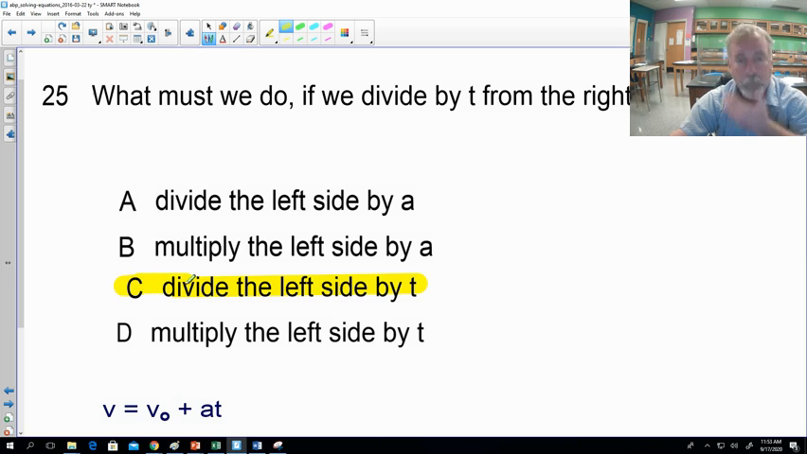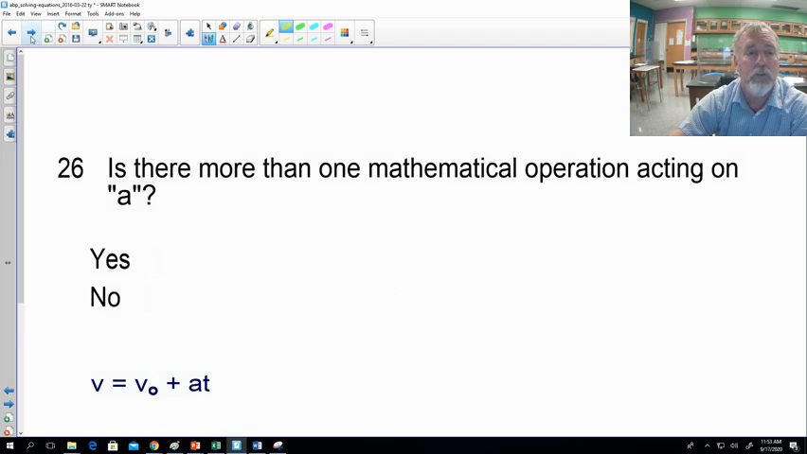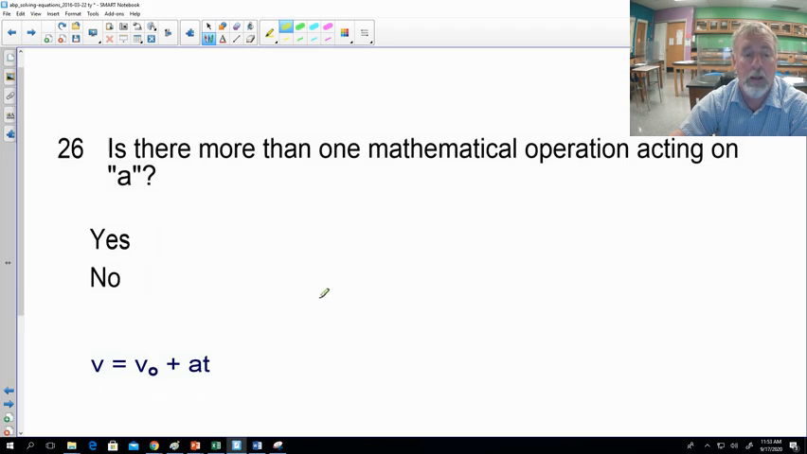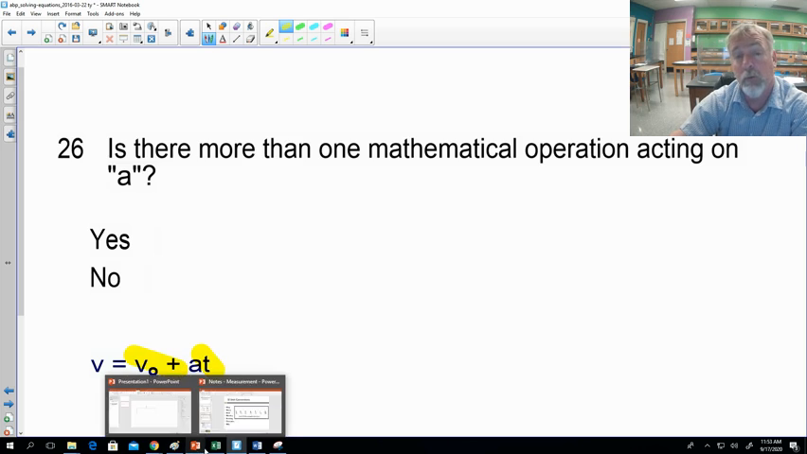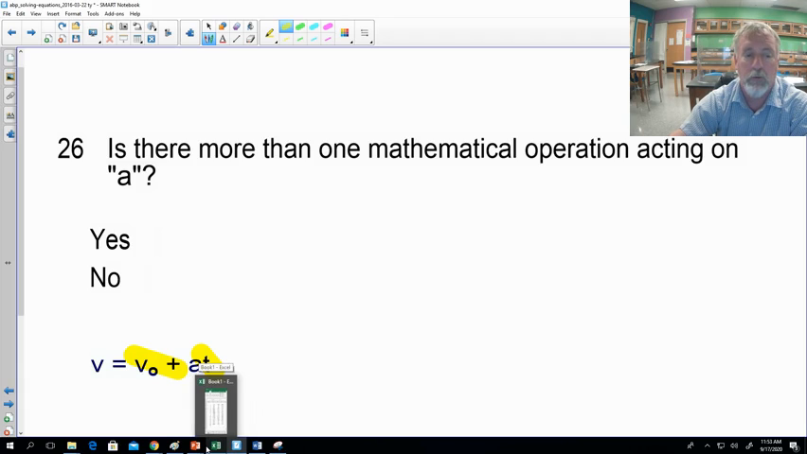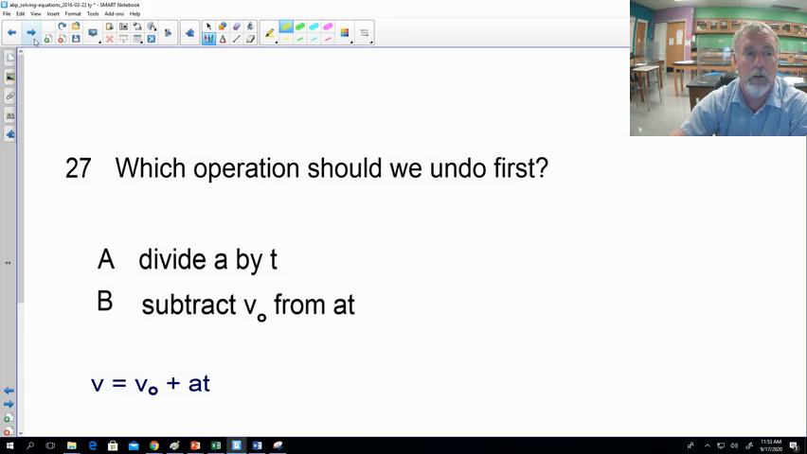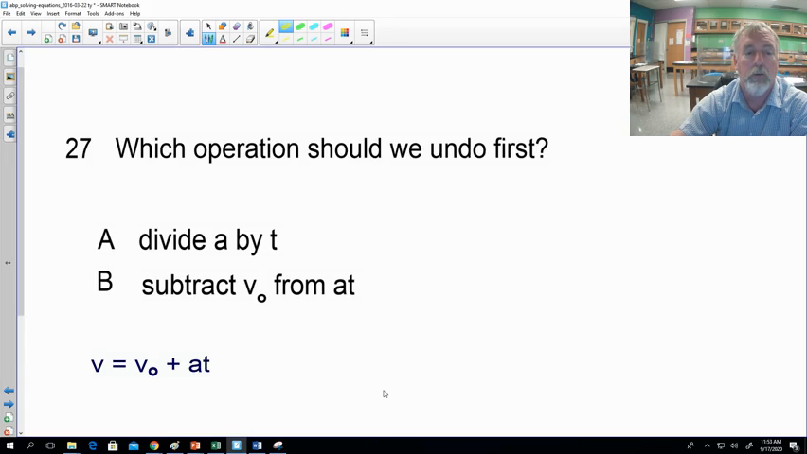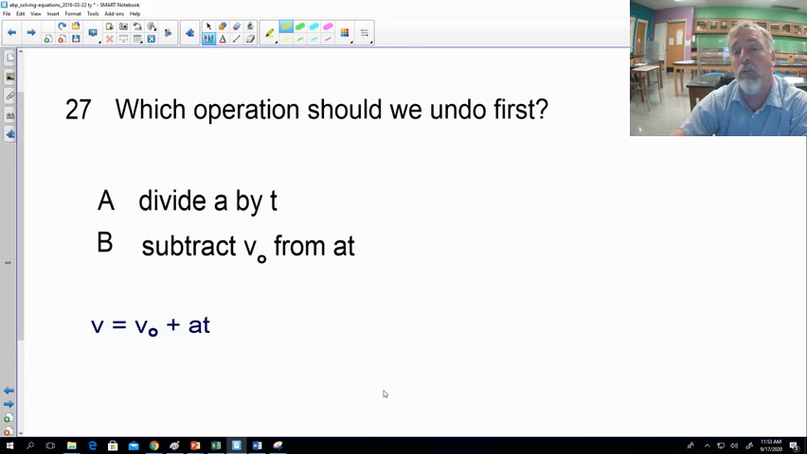Okay. So we've gone through and we've looked at this in a little bit of detail. Let's put all those steps together. Oh, one more thing to ask here, right? Is there more than one mathematical operation acting on a? Well, here the answer is yes. We're multiplying by t, but we're also adding that v0. So there's two operations going on here. Now here's where it gets a little tricky. Which operation should we undo first?